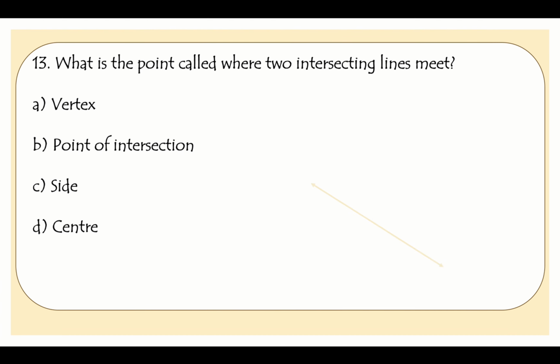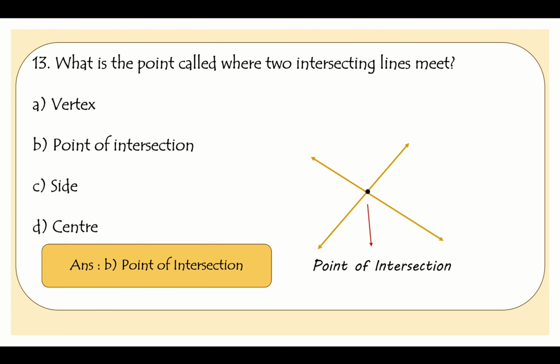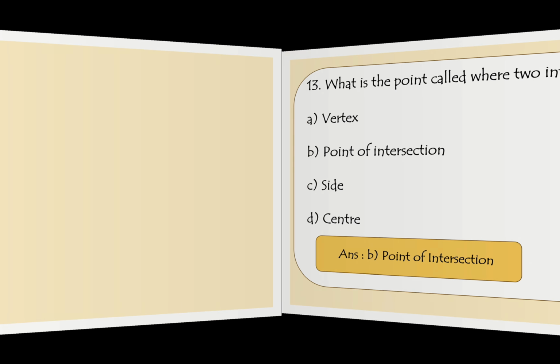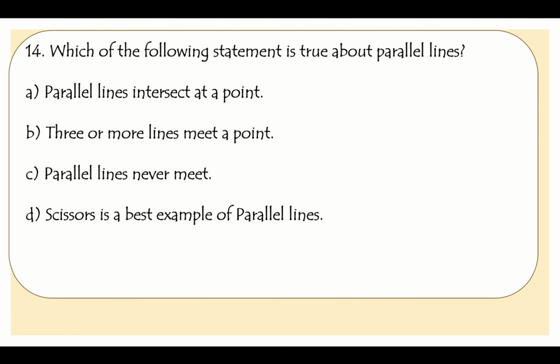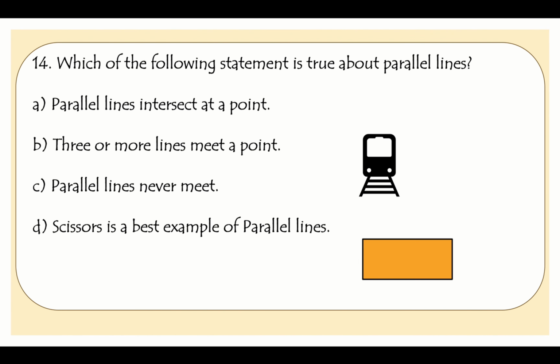My next question is, what is the point called when two intersecting lines meet? Vertex, point of intersection, side, center. If two lines intersect at one point, that point is called point of intersection. So the answer is B, point of intersection. My next question is, which of the following statements is true for parallel lines? Parallel lines intersect at a point, three or more lines meet at a point, parallel lines never meet. Scissors is a best example of parallel lines. If you observe the figures and recollect the definition of parallel lines, the statement parallel lines never meet is the true statement for parallel lines.